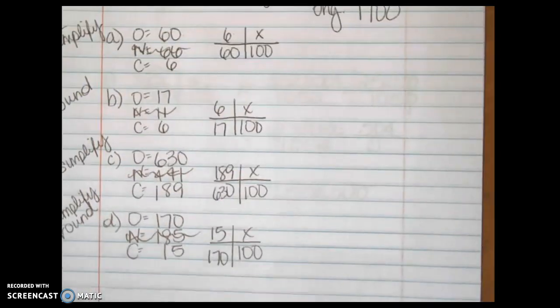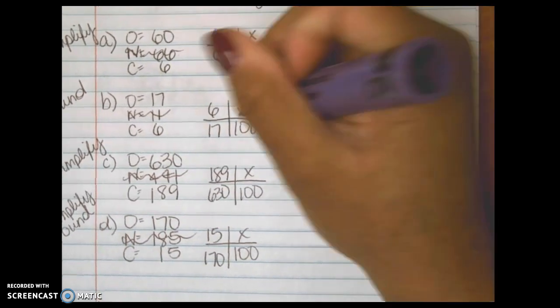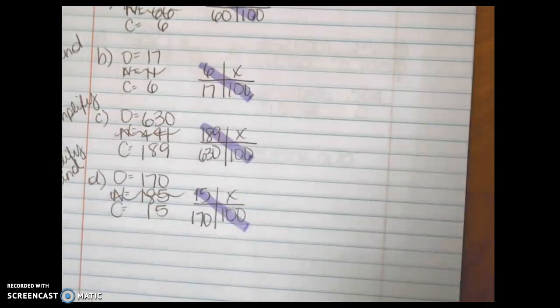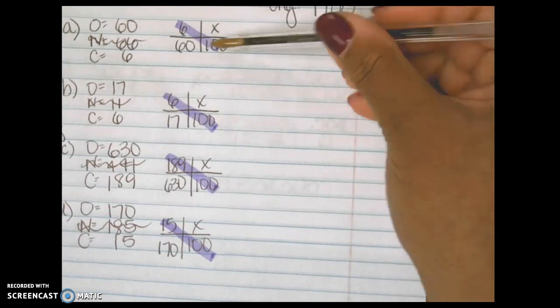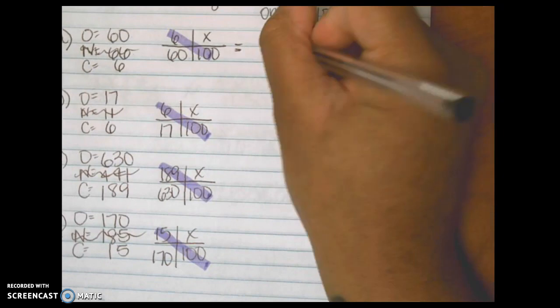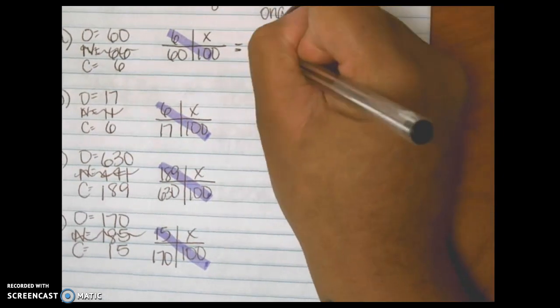So for each one, I'm going to cross multiply and divide. So I'm going to cross multiply 6 times 100, 6 times 100 again, 189 times 100, and 15 times 100. Now, I told you the trick about these in class. Just add 2 zeros after the number when you multiply or cross multiply. 6 times 100 is 600 over 60.